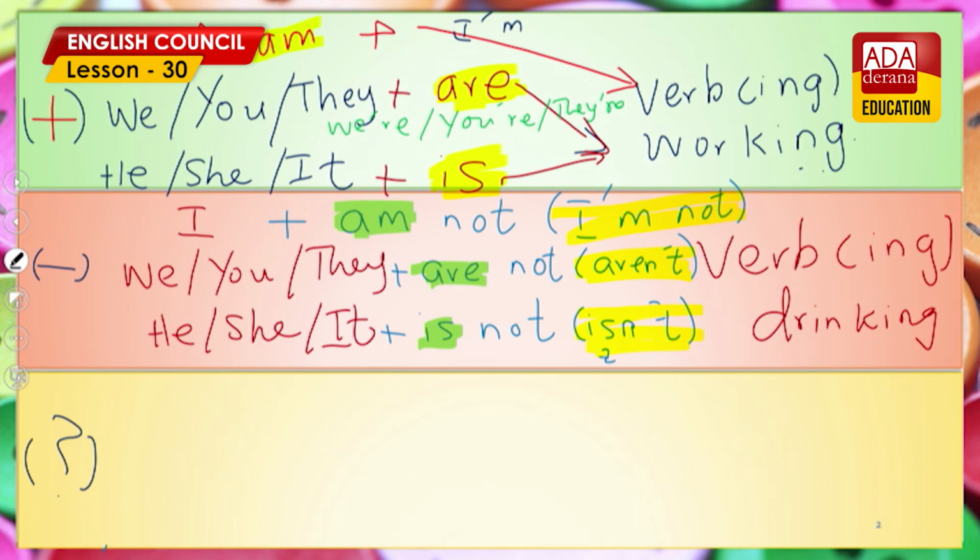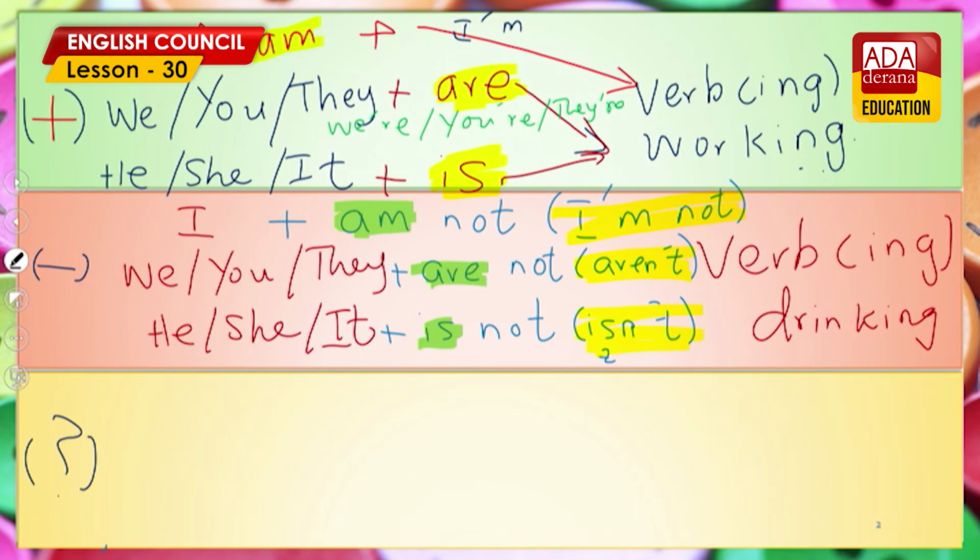Next verb, laugh. I'm not laughing. We aren't laughing. You aren't laughing. They aren't laughing. He isn't laughing. She isn't laughing. It isn't laughing.